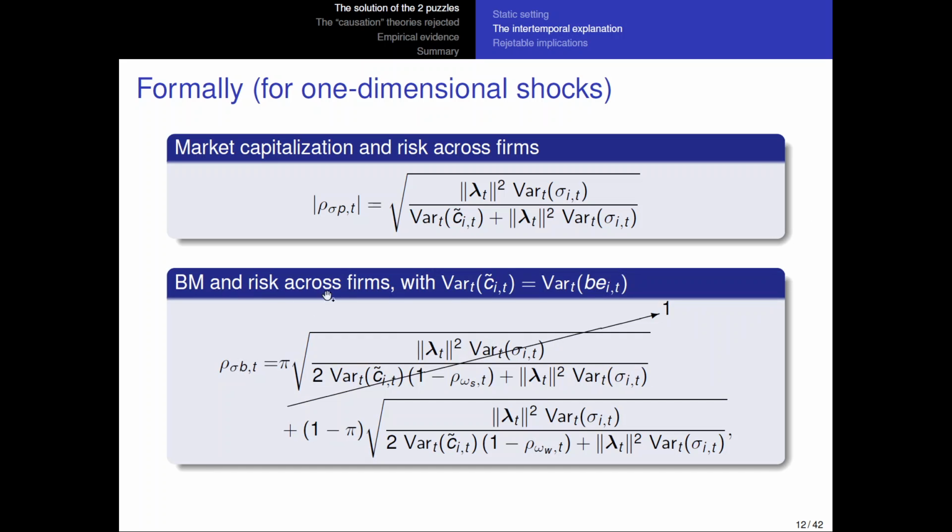For book to market and risk, then I have that assumption, and I have also an extra assumption that the variance of expected cash flows is equal to the variance of book equity. The reason for having this is because then I get this simplification here, that it's going to be exactly the same as here, but it's going to be 2 times the variance of expected cash flows or book equity, and then 1 minus the correlation between them.